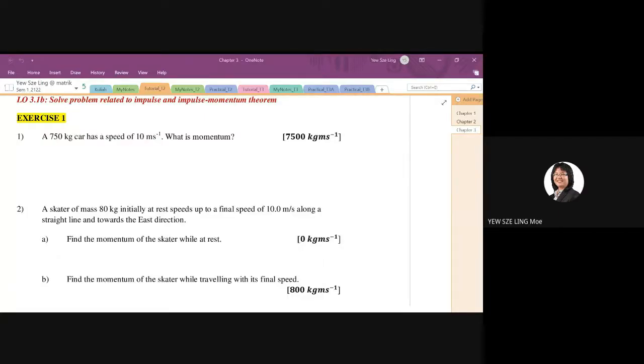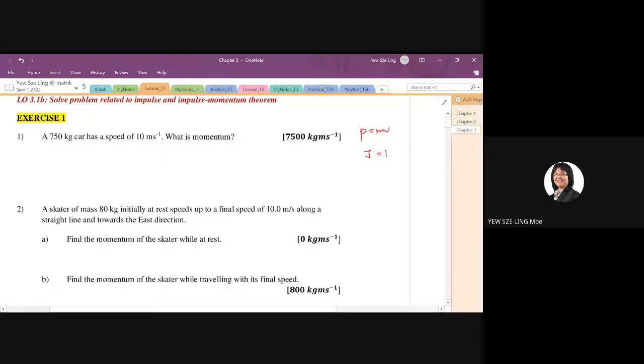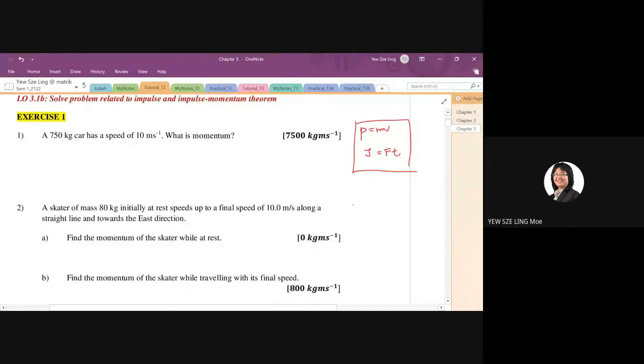All right. So we're going to do chapter 3 today. I'm going to start from 3.1, which is the definitions of momentum and also impulse. We're going to see how to use the equations for momentum and impulse. Now momentum, we know that p equals mv. Impulse J equals Ft. We're going to see how to apply these two equations in the first exercise.